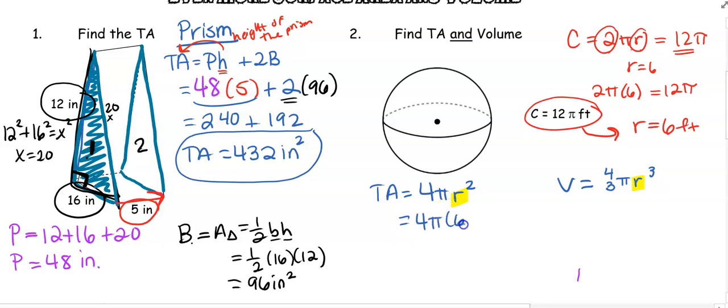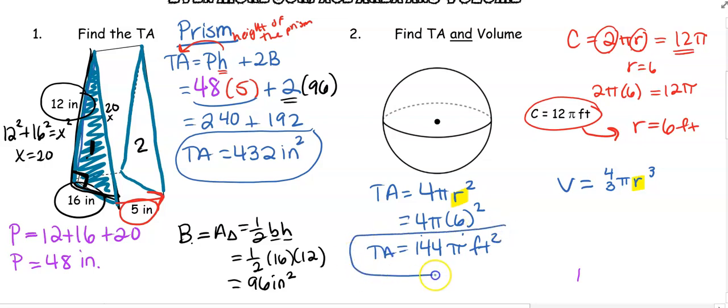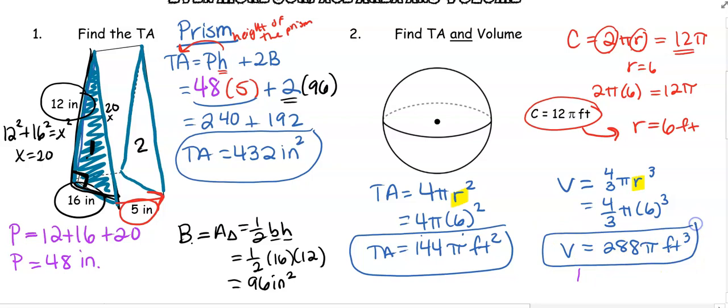4 times pi times 6 squared. Remember, do 4 times 6 squared in your calculator, which gives you 144, and then add the pi back on. We don't want to put the pi in our calculator or we'll get decimals. For volume, it's 4/3 pi times 6 cubed. Again, we do 4/3 times 6 cubed. We don't include the pi, which gives us 288. Then we put the pi back on. Volume is feet cubed.